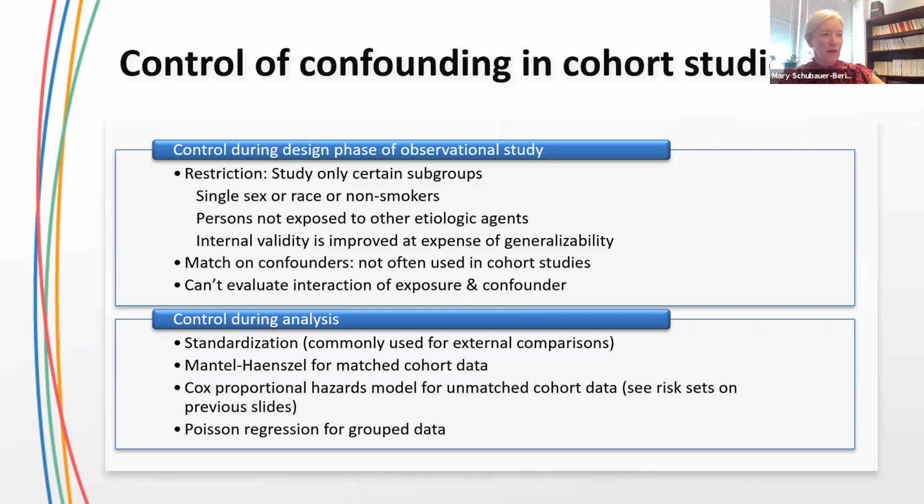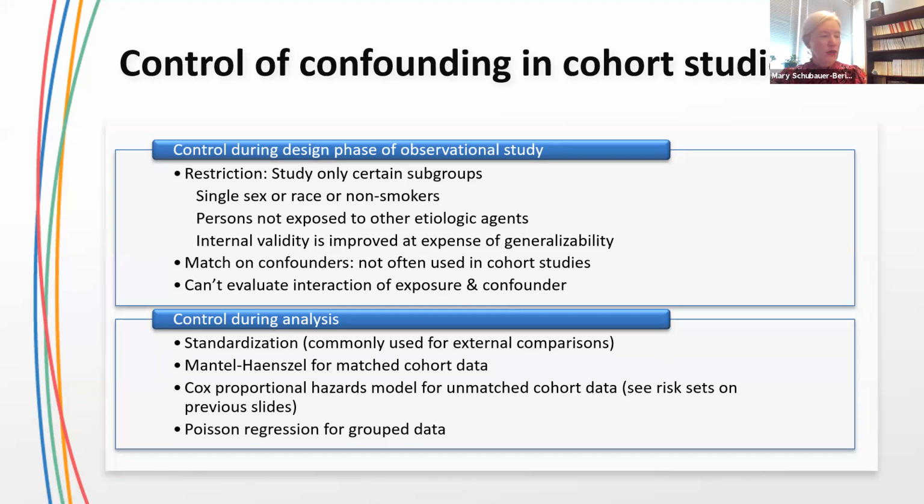Standardization, as I mentioned, is commonly used for external comparisons, and we often standardize on things like age, sex, race, ethnicity, calendar year, things that are variables that are available not only at your cohort level, but at the external comparison population level as well. You can use the Mantel-Haenszel approach for matched cohort data, but as I said, that's not very commonly used, matched cohort studies. You can use Cox proportional hazards model for unmatched cohort data by employing risk sets, setting up risk sets, as I showed you in the previous slide.